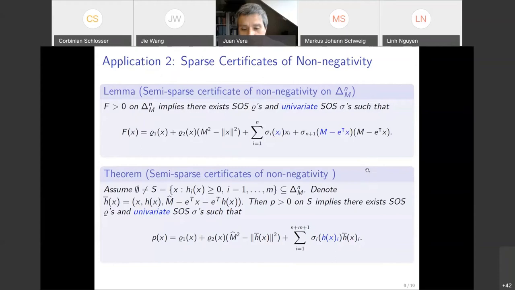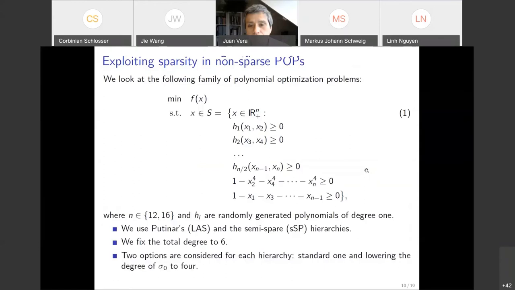Then we did some numerical tests for this. We created these instances, which have n linear equations in two variables, and then we have two polynomial constraints, one of which is a linear full polynomial. That's the important part. And then my f is some random objective of degree six.